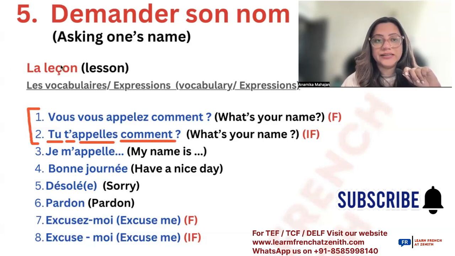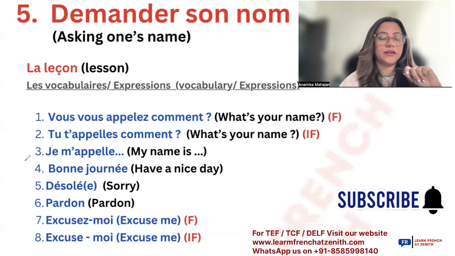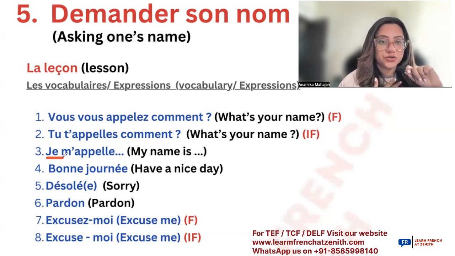Let's continue with the next. That is the answer. How will you answer back? How will you reply to this question? You will simply say je, which is I. Je m'appelle, which is I call myself. Je m'appelle Anamika. In fact, I'm going to be super quick and I'd say je m'appelle will become je m'appelle.